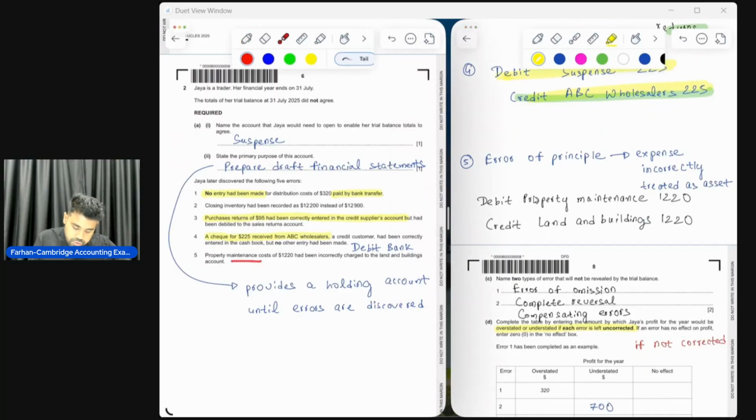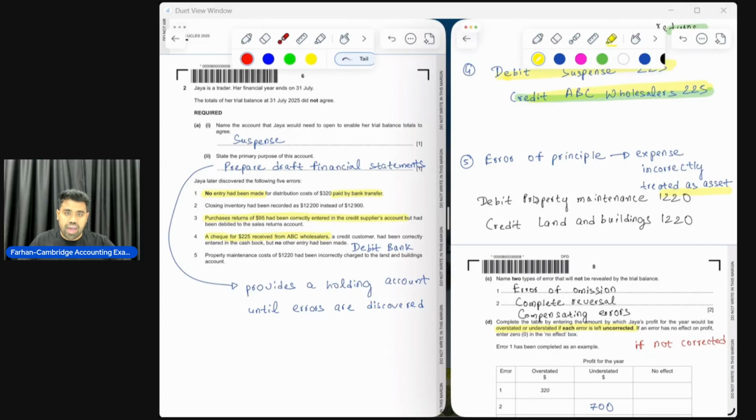Property maintenance costs of $1,220 had been incorrectly charged to the land and buildings account. All right. So again, we've got an error of principle where property maintenance, which is an expense that we have incurred, has been incorrectly treated as an asset. All right. So what we have to do to fix it? We have to reduce our assets and increase our expenses.